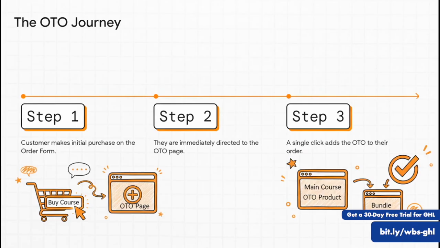I mean, just look at how smooth this journey is. The customer buys your main course. The very next page they see is your special one-time offer. They think, yeah, I want that. They click one button and bam, it's added to their order. It's hands down one of the most powerful ways to increase how much each customer spends.